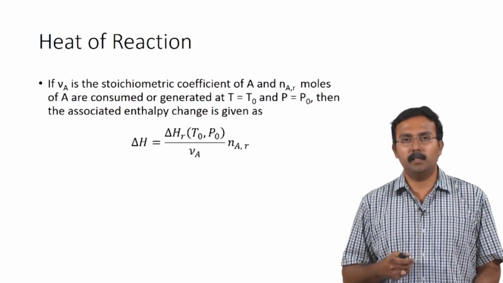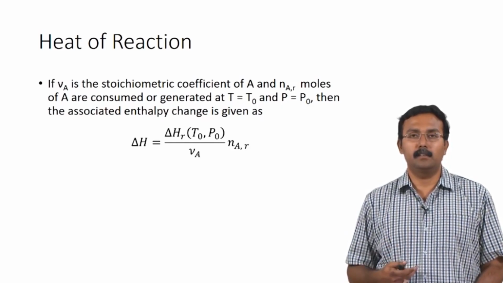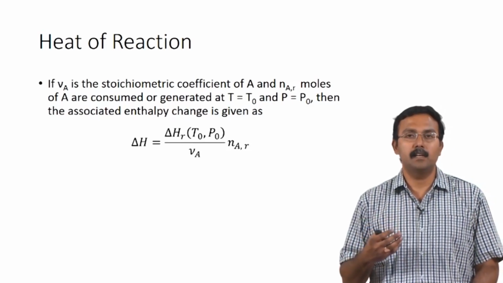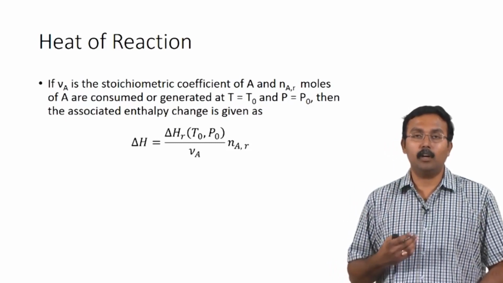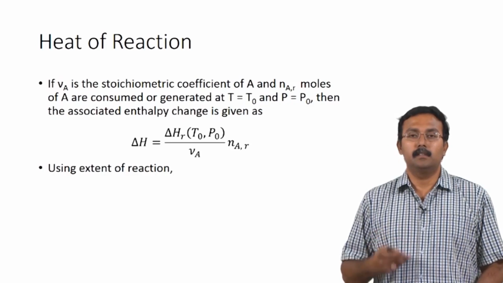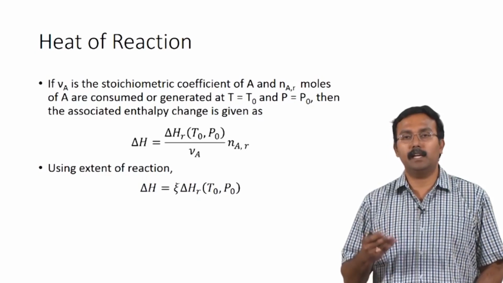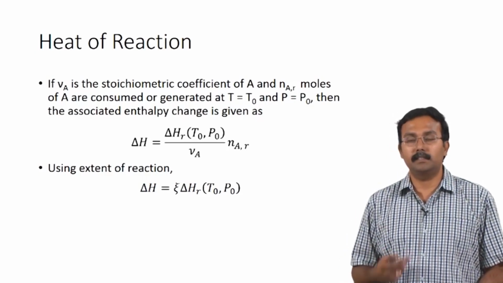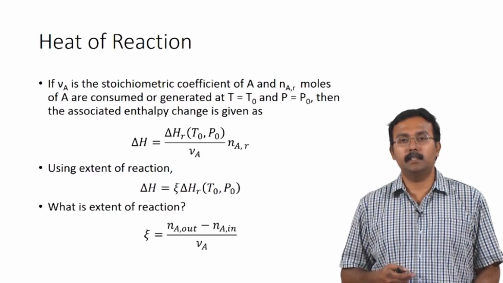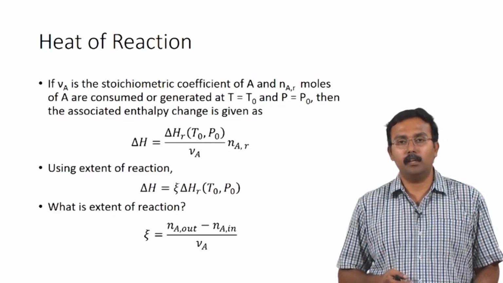If you remember a term named extent of reaction, we can use that here. We discussed extent of reaction long time back when we talked about reactions during material balance. What is extent of reaction? Using this, the change in enthalpy would be extent of reaction times heat of reaction. So, what is extent of reaction? Do you remember the definition for it? Extent of reaction is n_A out minus n_A in divided by the stoichiometric coefficient.